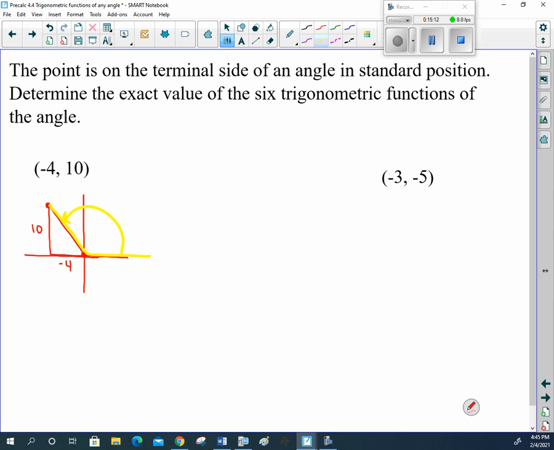All right, because we want to find the exact values of the 6 trig functions, we're going to have to use the reference angle. So this is the reference angle that goes with that triangle. So we need to do the Pythagorean theorem and figure out what our hypotenuse is. All right, so if I do the Pythagorean theorem, I get the hypotenuse as the square root of 116, but the square root of 116 reduces to 2 square root of 29.